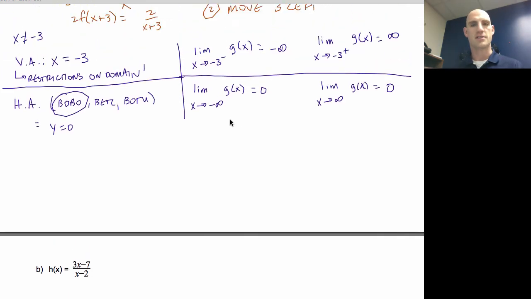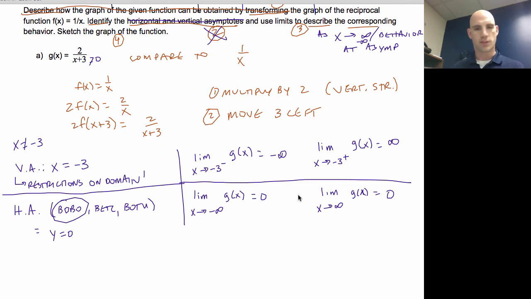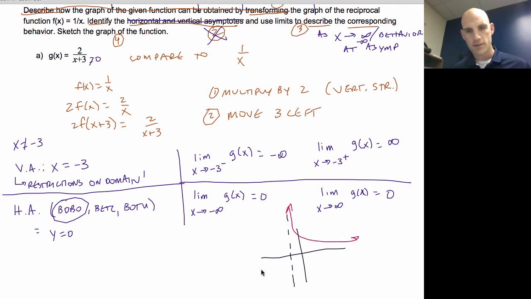Oh, I forgot to sketch, didn't I? Okay, so if I've got a vertical asymptote at x equals negative 3, right there, I'll put in an asymptote here, and we'll put in our graph sort of like that. There you go. That's g of x right there. That's our sketch. That's our fourth one. So we did all 4 things.